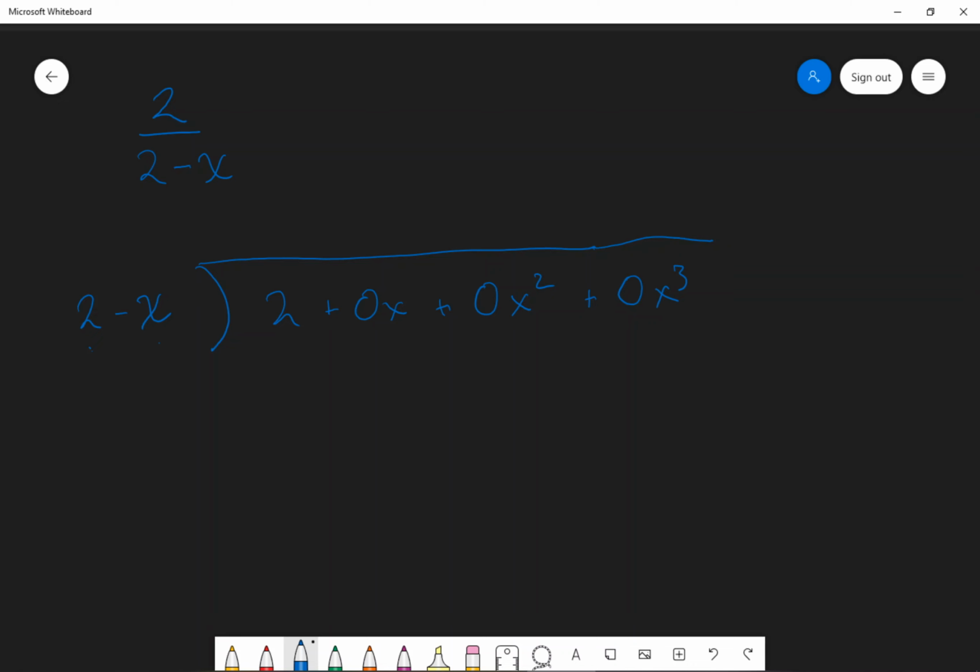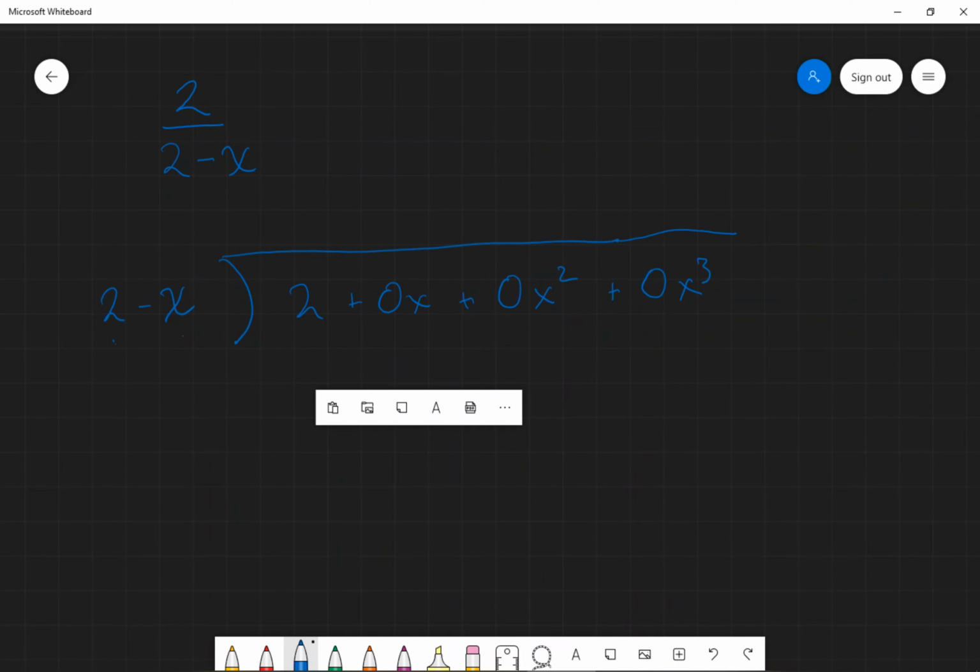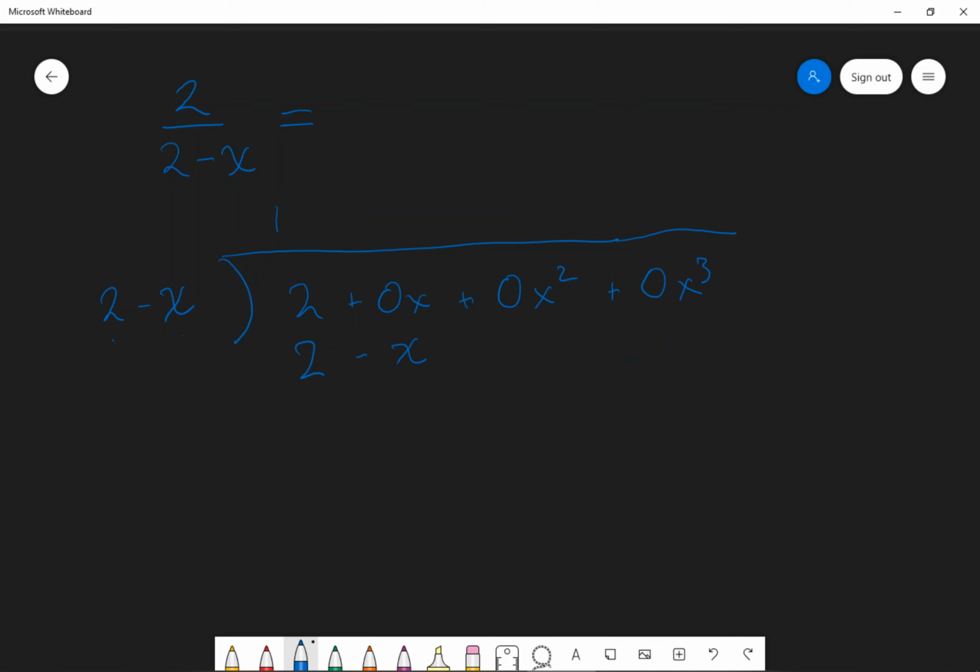Now let's do the evaluation and see what this function is equivalent to. So how do we do it? Well, 2 goes into 2 once. 1 times 2 is 2. 1 times negative x is negative x, and then we subtract. 2 minus 2 is 0. 0 minus minus x is x.